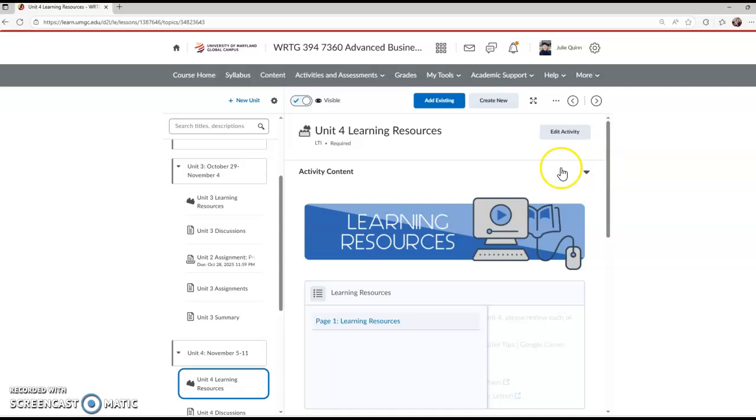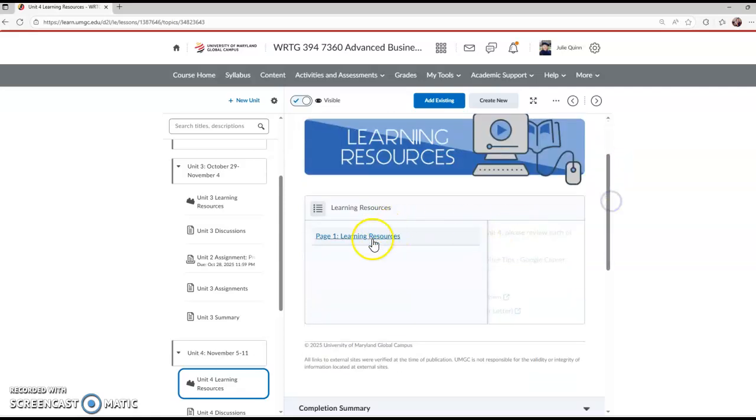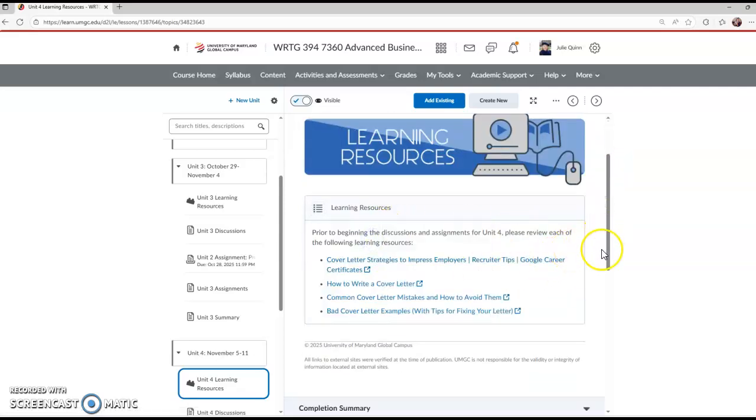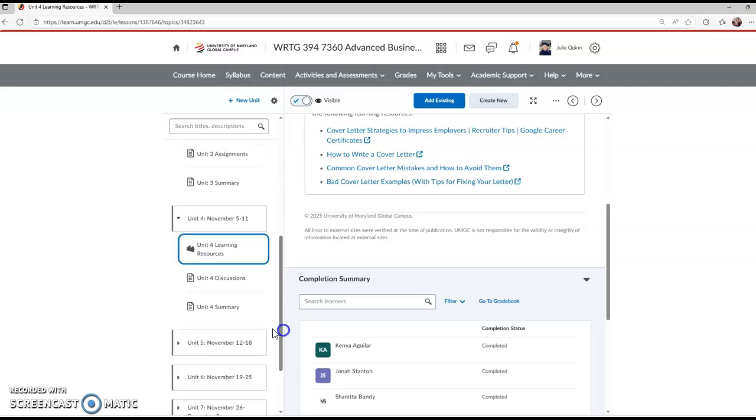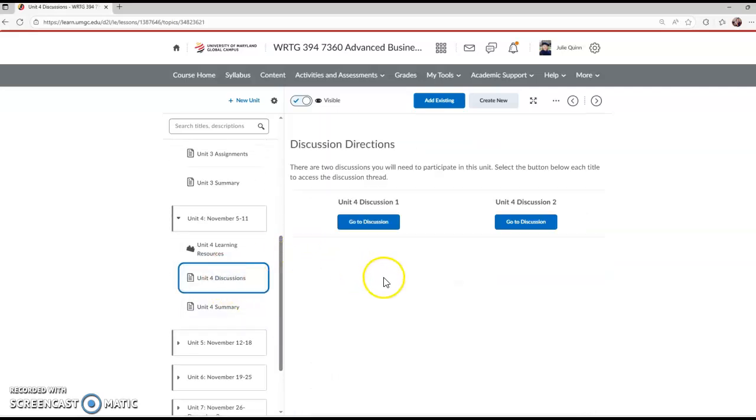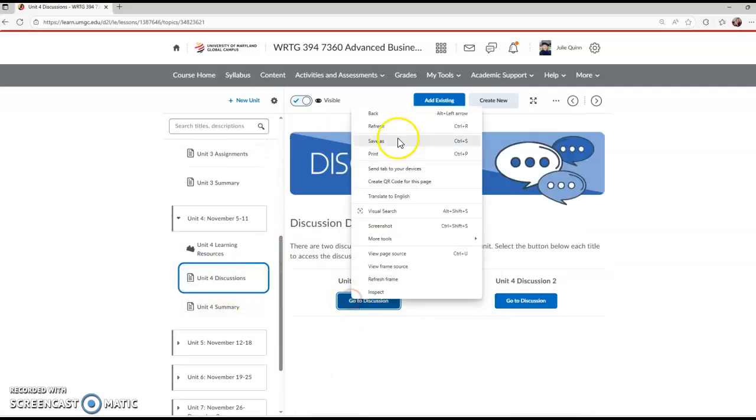When you click on Learning Resources and click over to page 1, you'll see links to cover letter writing strategies. By the way, you probably have a template for this, and you've probably used it before. There's nothing wrong with building off of what you have and finessing that work. There are also some bad cover letter examples and mistakes, and I'll certainly be talking about that as the week progresses. So let's open up these discussions and look at what is happening for each one of them.